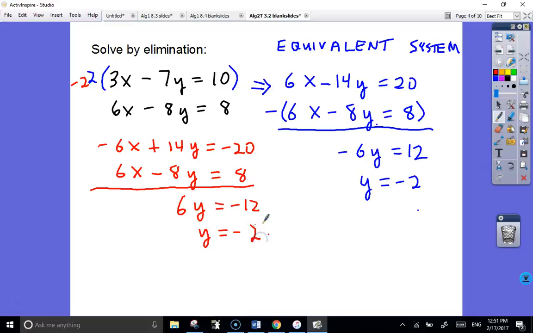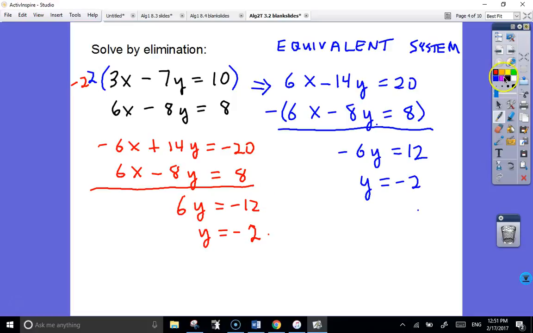Okay, now we need to find the x. So where do we go to find the x? You go back to one of the original equations. You could actually go to any of these equations. You could go to, we multiplied that one by negative 2 and that one by positive 2. You could go there too. It doesn't matter. Any of the equations would suffice.